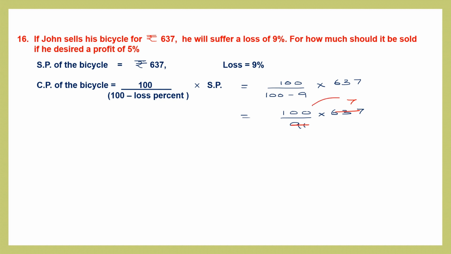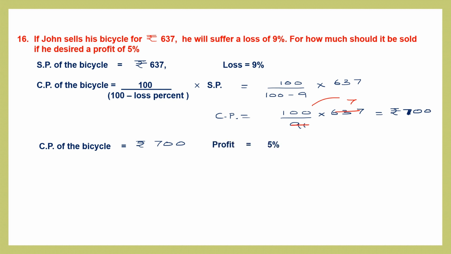Now multiply. 100 into 7 is 700. So we have found the cost price. We have found the cost price, and cost price is 700 rupees. Now, cost price of the bicycle, since we have found it, let's write it, 700 rupees.